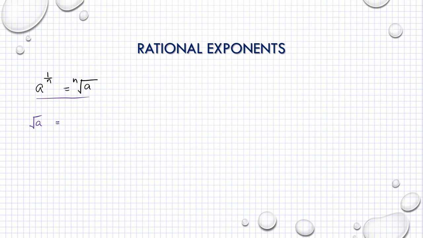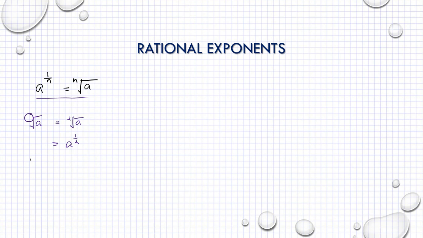Many of my students are very confused because there is nothing telling what the n is here. But if it's not there, then it is always 2. So this is always 2. We're not writing 2, and that is equal to a raised to 1/2.